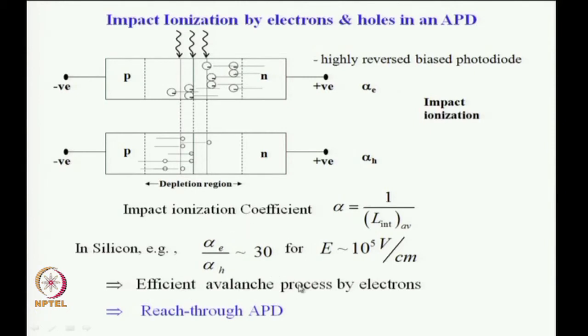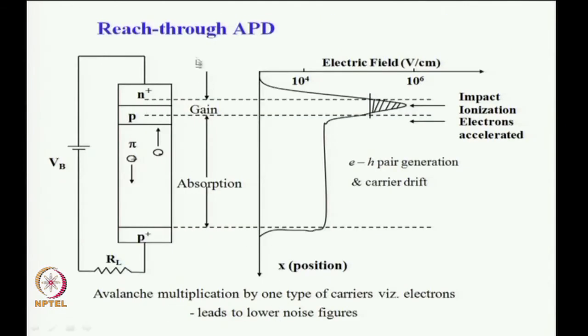a new design of APD has been proposed, and this is currently a widely used design for APD, which is called the reach through APD. We see what this reach through APD is. Here is the APD structure: a high n plus region, then a p region here, and pi, that is a low doped or near intrinsic region here, and then this is the p plus, high p.